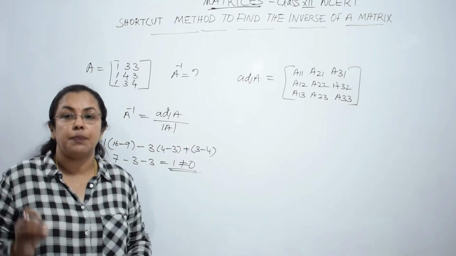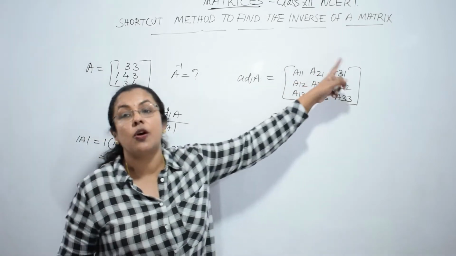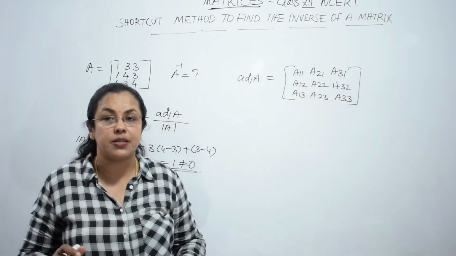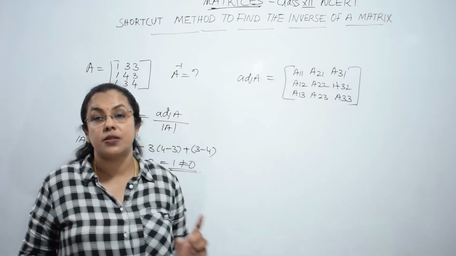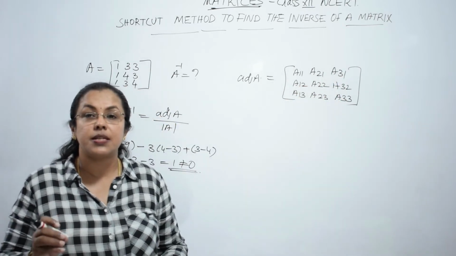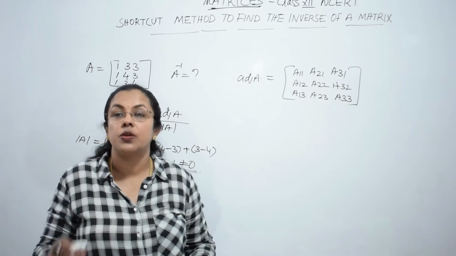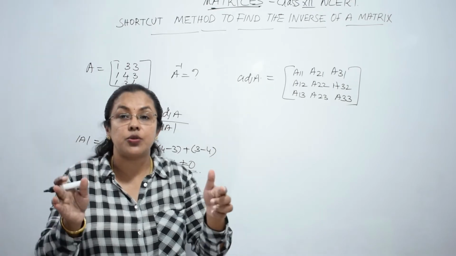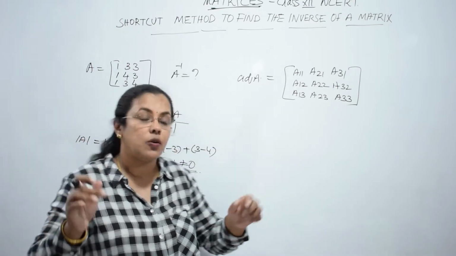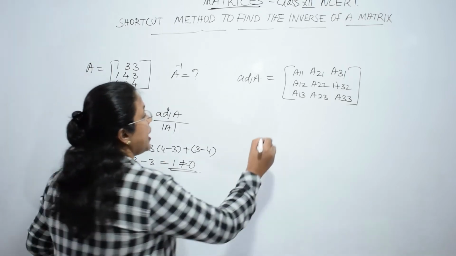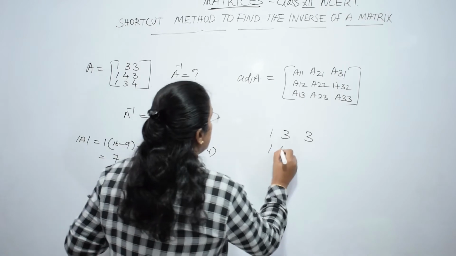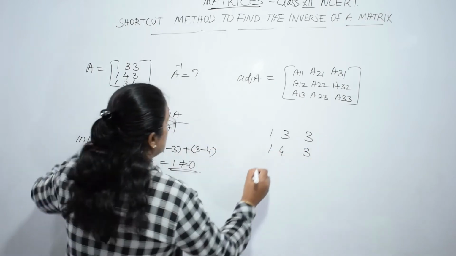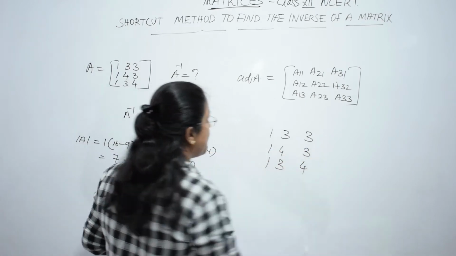That is the lengthy process. We have to find out the cofactors of each element. A11, A21, A31, all these represent the cofactor elements, isn't it? It's a lengthy process, so I am going to reduce that step. How? First of all, write it once again: 1 3 3, 1 4 3, 1 3 4.